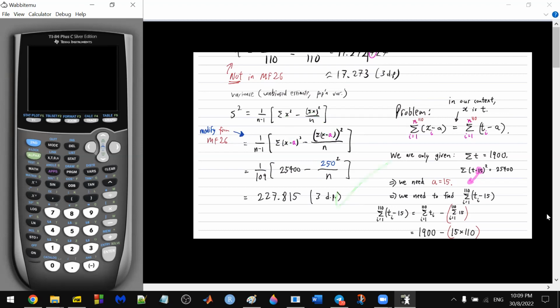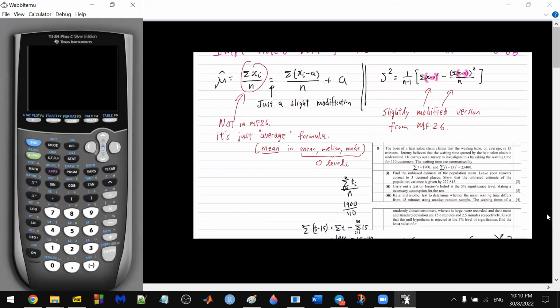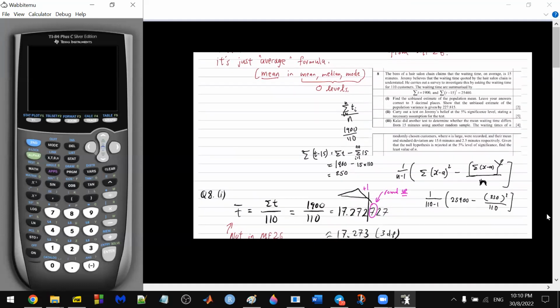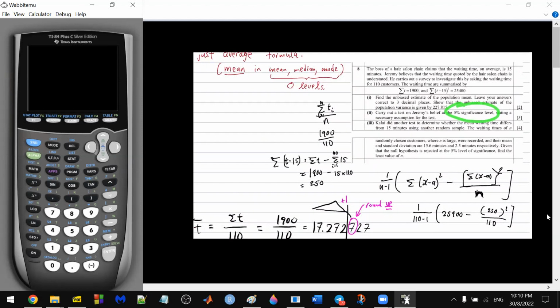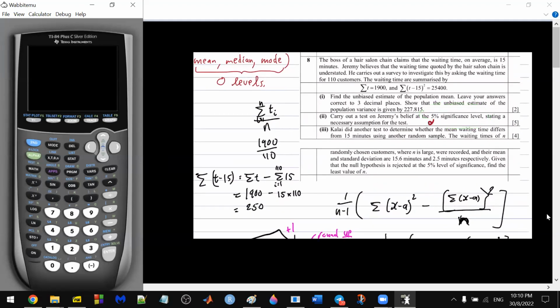Okay. Yeah, use calculator, you get the 227.815, which was required by the question. Right, 227.815. Okay, good. Part 1 done. Let's move on to part 2. Now carry out a test on Jeremy's belief at the 5% significance level, stating a necessary assumption for the test. So this is your alpha already, alpha 5%.